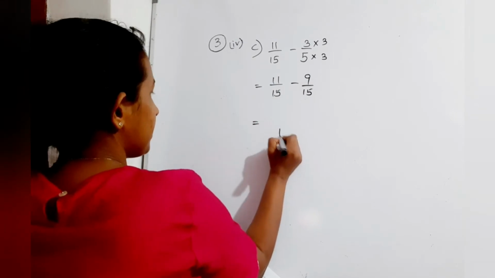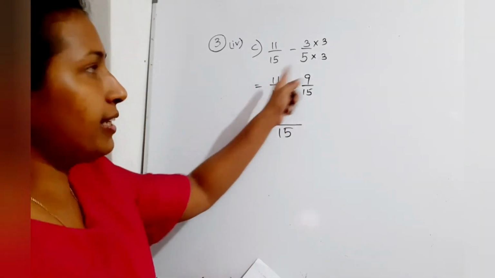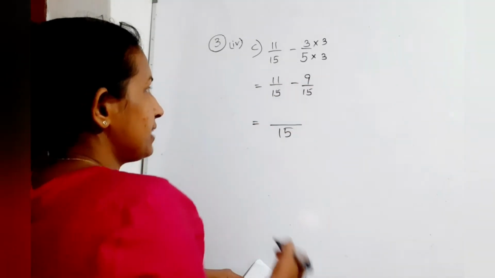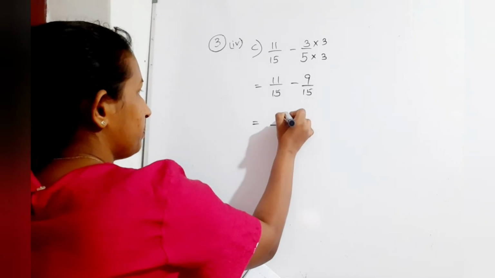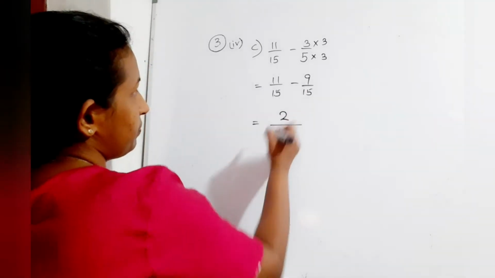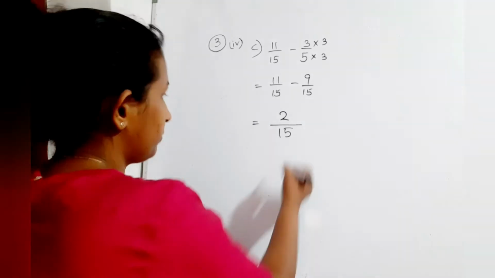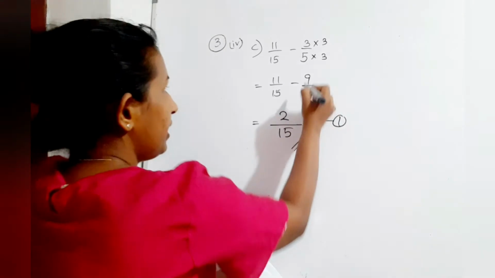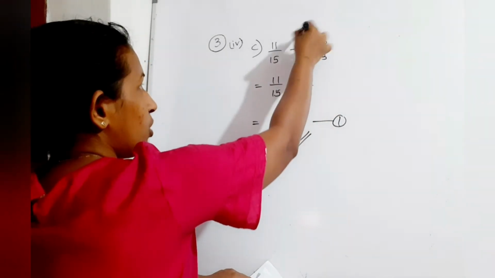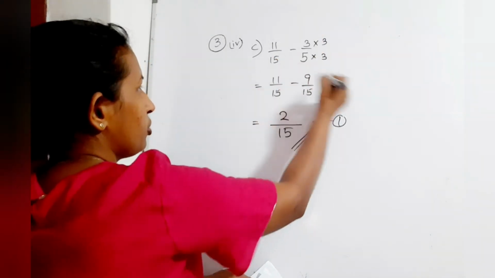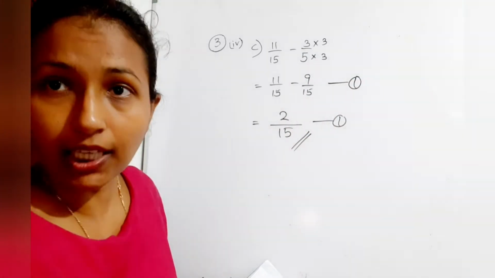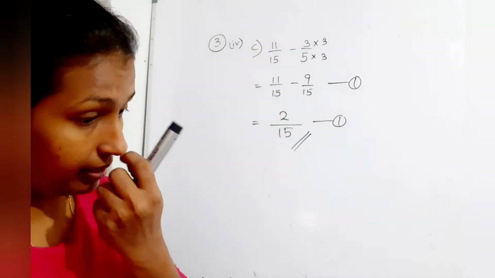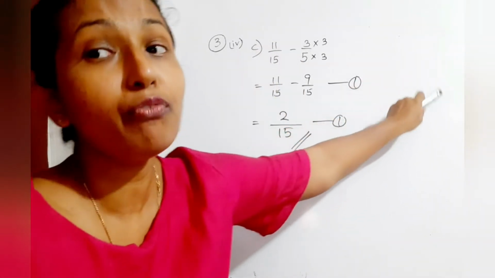Then what will be the answer? 15 is the denominator and you have to subtract the numerators. 11 minus 9 means 4. Sorry, 2. 2 over 15. Then this is the answer. You will be given 2 marks for that question also. 1 mark for here, and to make them equal for this one or this one, you will be given 1 mark. That is how you will be given 2 marks. Then you can add the marks for the third question, and you can add the marks out of 11.